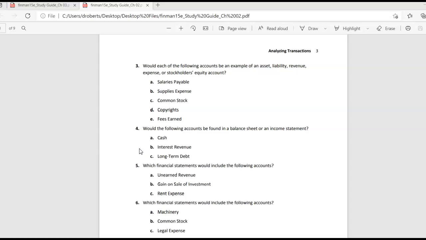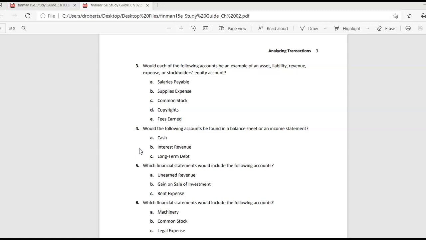Copyrights, copyright is an asset. It's a resource of the company. This is an intangible asset, as a matter of fact. It's not something that you can touch, but it's still an asset. It's still a resource that the organization can use. It's an asset. Fees earned. Now, remember, 2 words there that really just stick out. Fees is one thing, and earned is another. When you combine them together, it's not an expense. It's actually a revenue account.